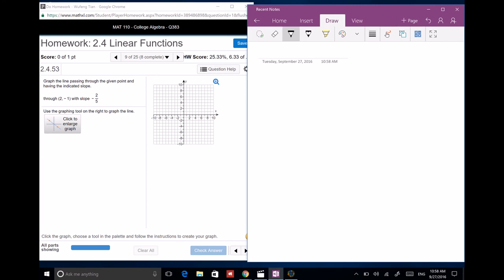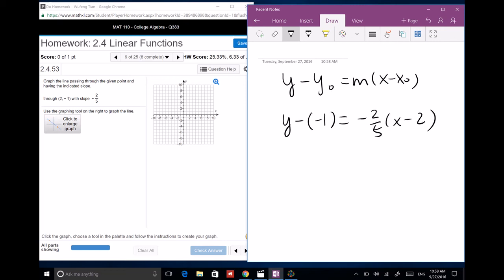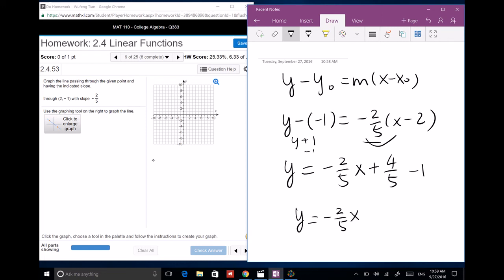So next one with a given slope. Point-slope formula: y minus y0 equals m times x minus x0. Now plug it in: y minus negative 1 equals the given slope, negative 2 over 5, times x minus 2. Simplify that: distribute negative 2 over 5, so y plus 1 equals negative 2 over 5x plus 4 over 5. We subtract 1 from both sides. Then your final function is y equals negative 2 over 5x minus 1 over 5.